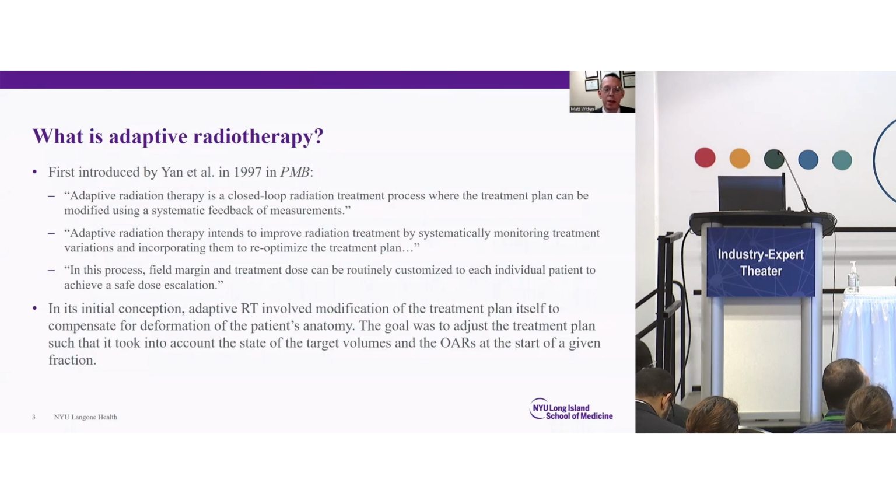What we're talking about is an initial conception. Adaptive RT involved only modification of the treatment plan itself to compensate for deformation of the patient's anatomy. The goal here was to adjust the treatment plan such that it took into account the state of the target volumes and the organs at risk at the start of any given fraction.